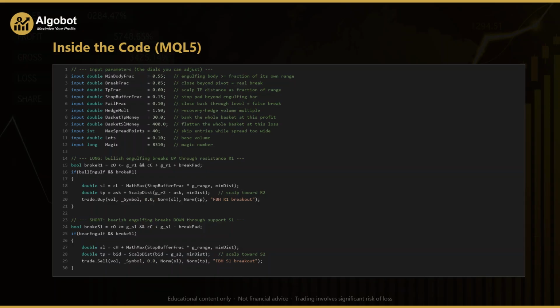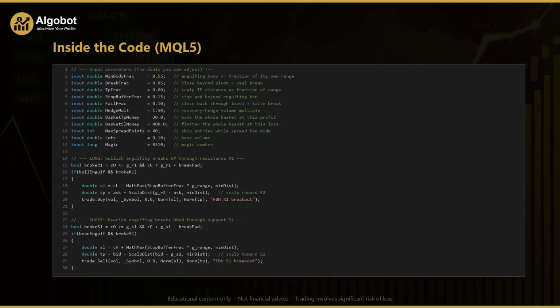Now the long block. The condition broker 1 checks that the candle opened at or below resistance 1 and closed above it by the break pad. When that's true and a bullish engulfing has formed, the EA computes a stop loss just below the candle's low, sets a take profit scalping toward resistance 2, and calls trade.buy to open the position.